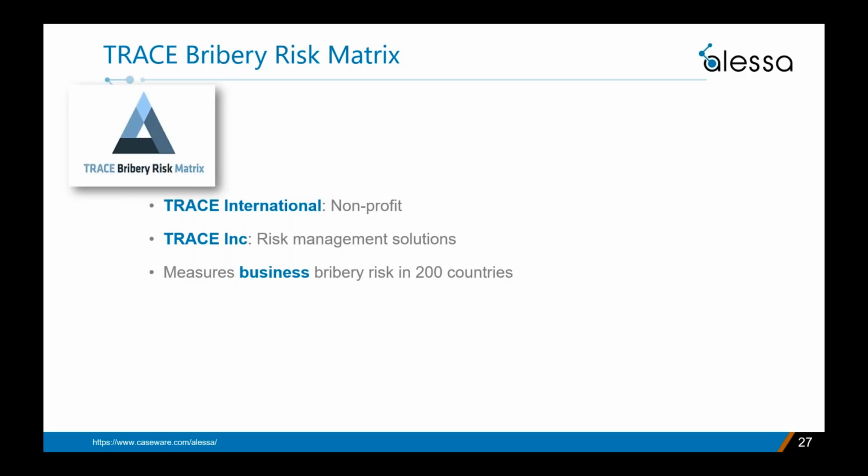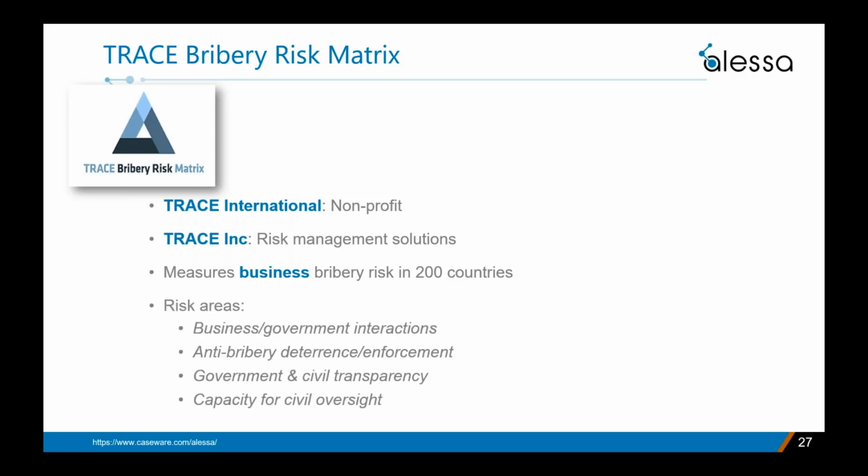The Trace Bribery Risk Matrix, or just Trace Matrix, measures business bribery risk in 200 countries. Now, the overall country risk score is a combination of subscores in these 4 areas: business interactions with government, anti-bribery deterrence and enforcement, government and civil service transparency, and the capacity for civil society oversight.